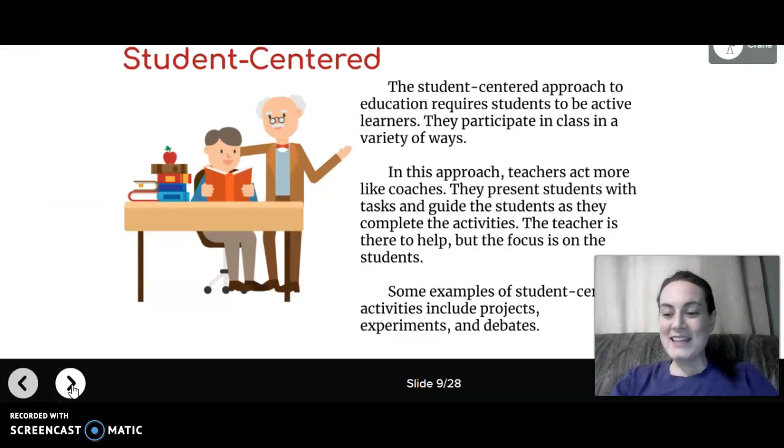Okay, student-centered. The student-centered approach to education requires students to be active learners. They participate in class in a variety of ways. In this approach, teachers act more like coaches. They present students with tasks and guide the students as they complete the activities. The teacher is there to help, but the focus is on the students. Some examples of student-centered activities include projects, experiments, and debates.